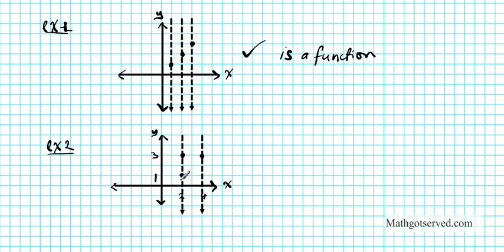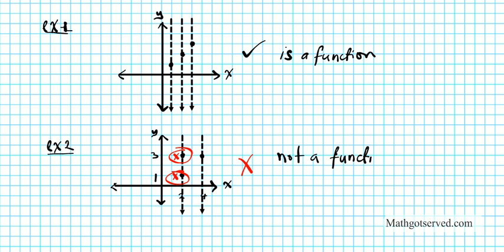A vertical line must go through exactly 1 point in the entire domain in order for it to be a function. The fact that this vertical line goes through a point here and a point here, that's a violation right there. Okay, that is a big problem. So because of that, this is not a function. It fails the vertical line test.